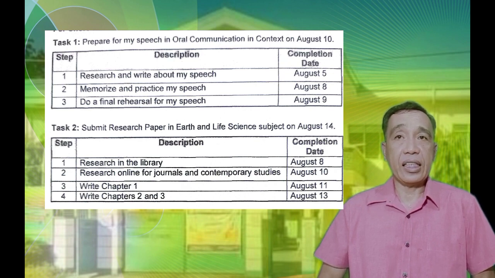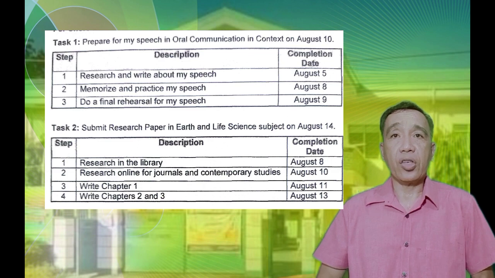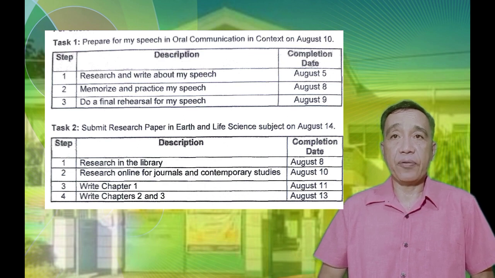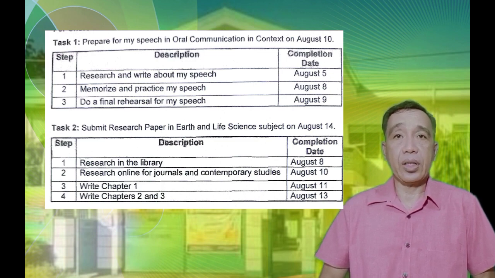Here is another example of his preparation to achieve his goal. Task number 2, submit research paper in Earth and Life Science subject on August 14. Number 1, in August 8, he made a research in the library. Number 2, he made a research online for journals and contemporary studies in August 10. Number 3, he writes chapter 1 in August 11 and chapter 2 and 3 in August 13.